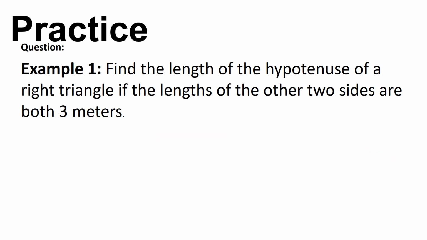Now let's try to solve these following sample problems so you can apply what you have learned so far. The first question is, find the length of the hypotenuse of a right triangle if the lengths of the other two sides are both 3 meters. So let's try to draw a right triangle, and both of the two sides other than the hypotenuse have a measure of 3 meters. So they are equal in length.